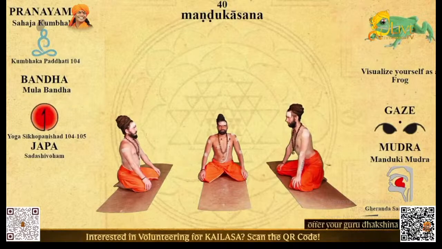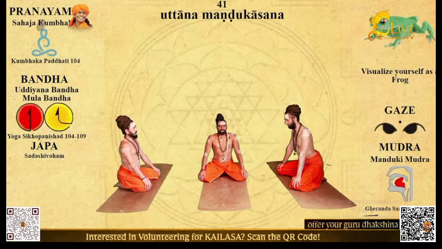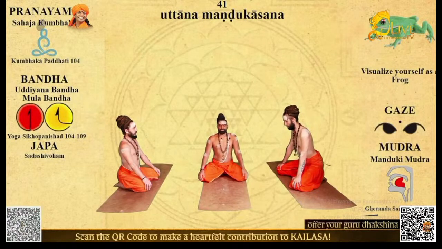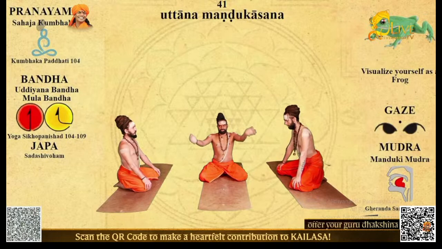The next asana is Uttana Mandukasana. As you, from the same seated position, bring both the hands at the back, holding the shoulders. Gaze to the third eye. Visualize a frog in your space as you engage Mula Bandha, Uddiyana Bandha and perform Manduki Mudra.